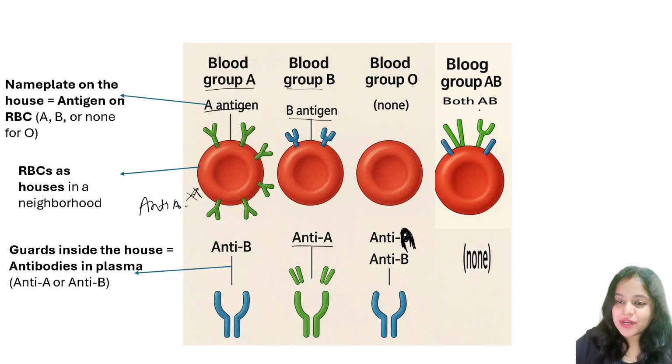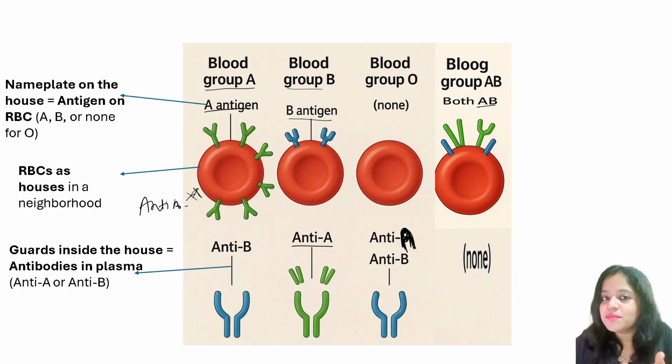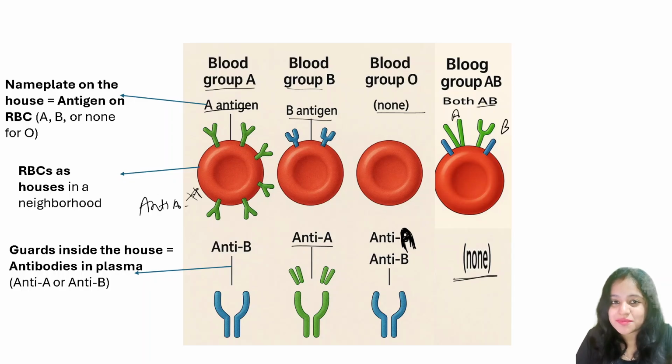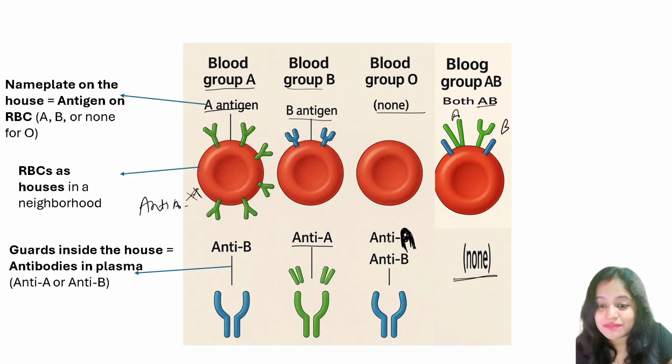Now, your blood group AB. It has both the antigens, antigen A and antigen B. So, both the corresponding antibodies will be absent in the plasma. That's why it has no antibody. Clear? Now let's see the blood group O. O has no antigen, none. So, it doesn't have anything to correspond for its antibody part. So, it will have both anti-A and anti-B antibody in the plasma.